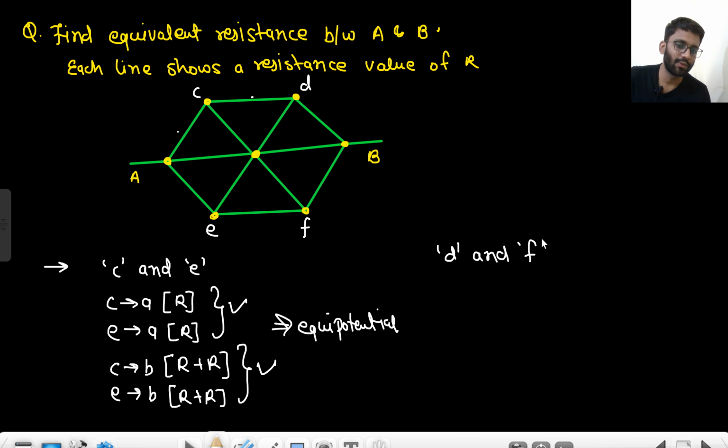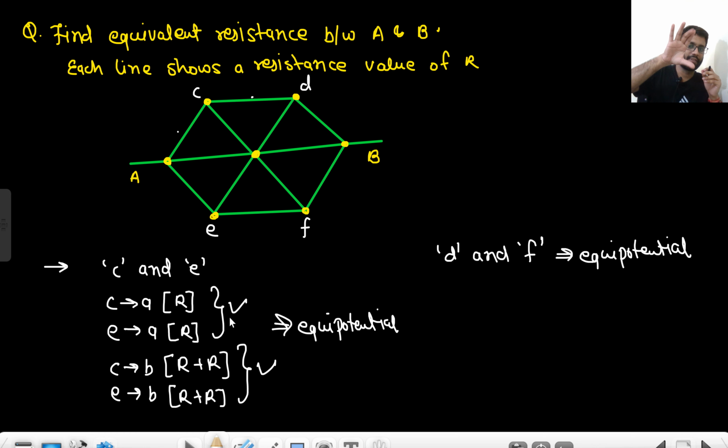Similarly, D and F are also equipotential because D will go to B, F will go to B. Same path. D will go to A, F will go to A. Same path. So D and F are also equipotential. Did you get it? When we are checking about D and F, you don't need to think about C and D. C and D are equipotential with each other. That's it. Forget about them now.